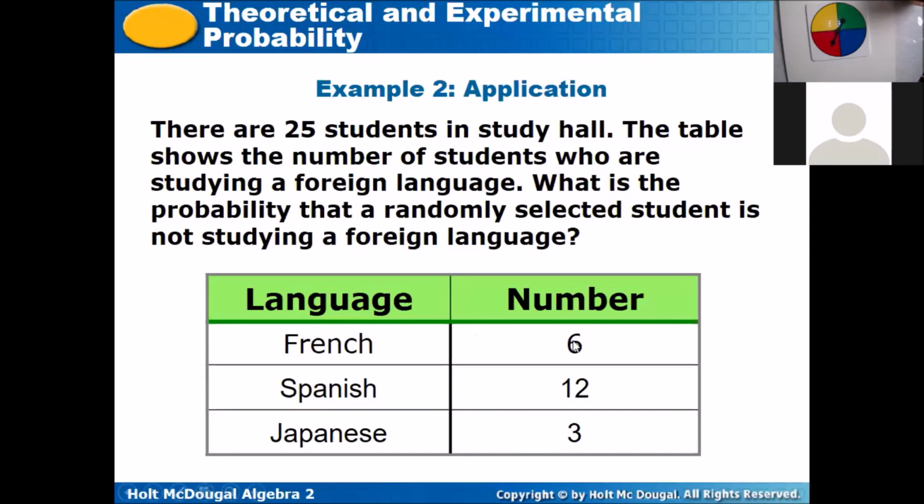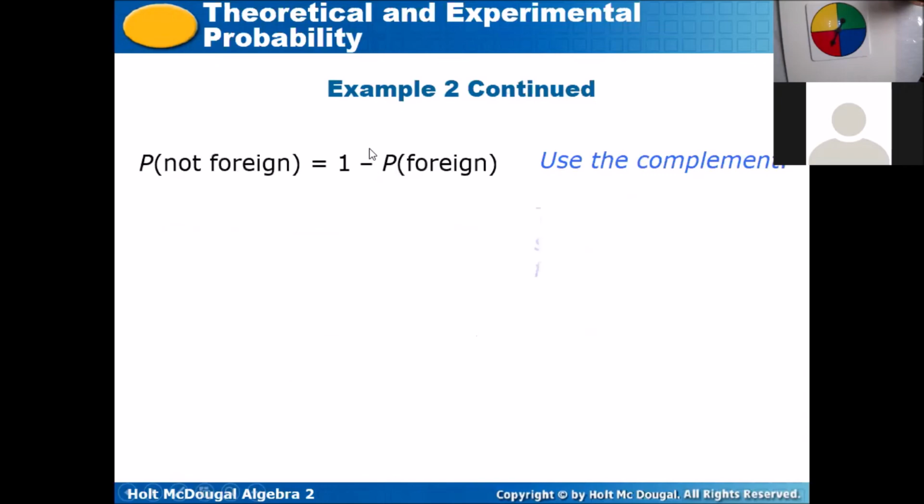Okay, so on this one, we have to count up how many kids are taking a foreign language. So that's 6 plus 12, that's 18, plus 3, that's 21. So out of the 25 students, 21 of them are taking a foreign language. So how many aren't? That's what we're going to talk about.